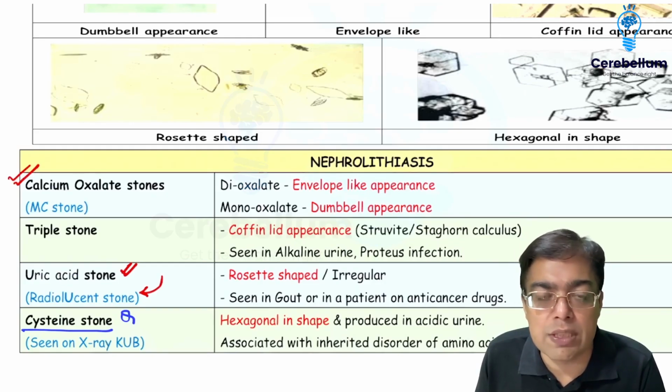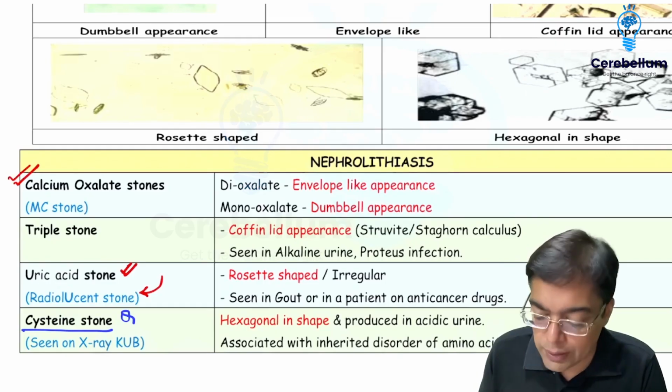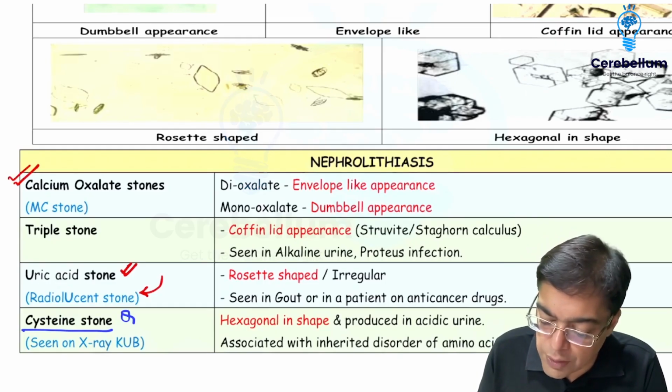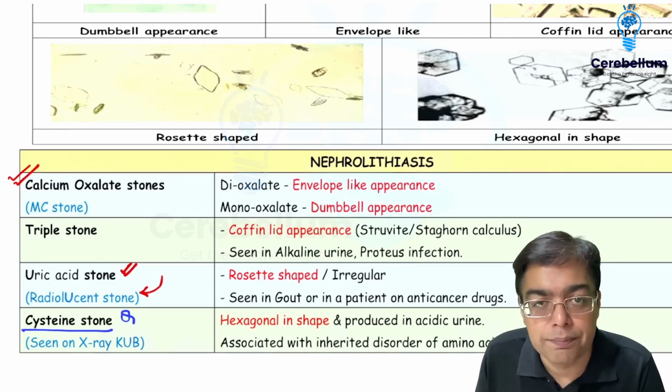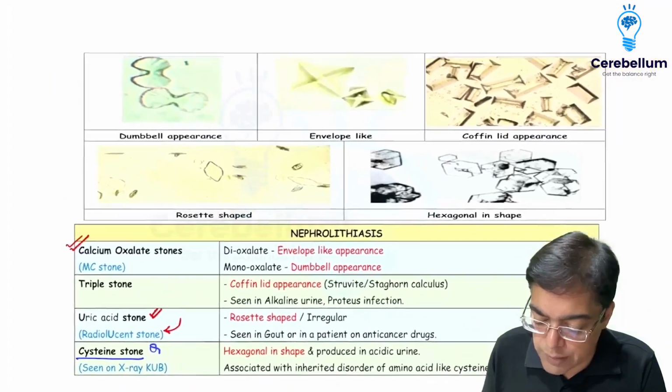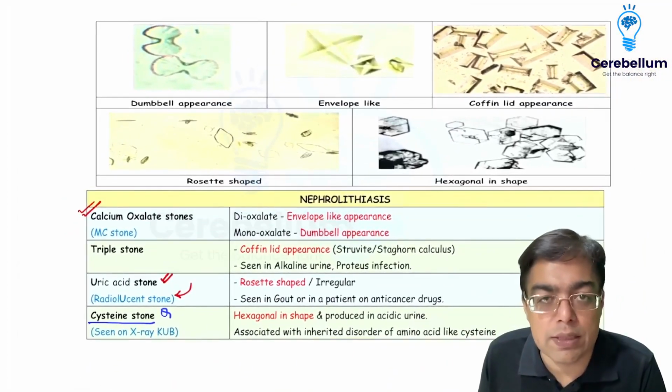This kind of a stone, cystine stone, happens to be very hard. So it may not fragment when a surgeon is trying to do that with the help of lithotripsy. That's what we need to remember so far as the basic concepts with regards to the nephrolithiasis is concerned.